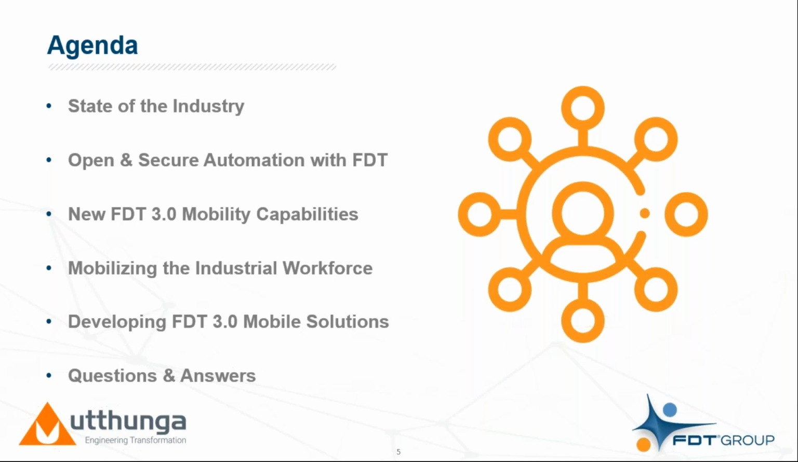So I'd like to just cover a little bit about the state of the industry as we see it from an FDT perspective, and then cover our new automation standard, the FDT3, and how it's open and secure by default. We'll talk specifically, and the bulk of the conversation will be about the FDT3 mobility capabilities, how we mobilize the industrial workforce through that capability. And towards the end, we'll wrap up with how do you develop an FDT3 mobile solution using our new standard and our new tools. And then we'll leave plenty of time for questions and answers.